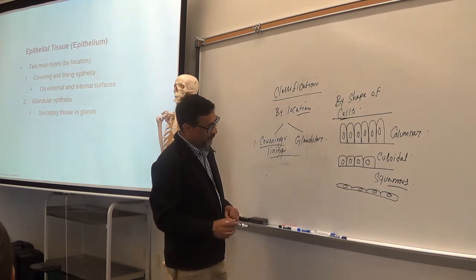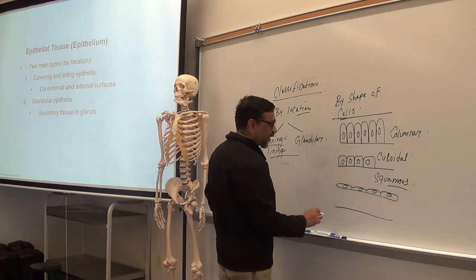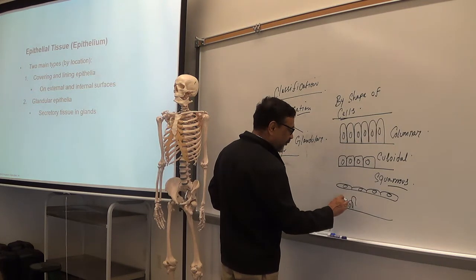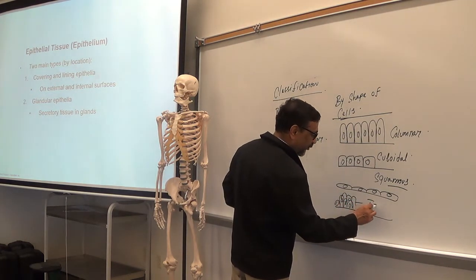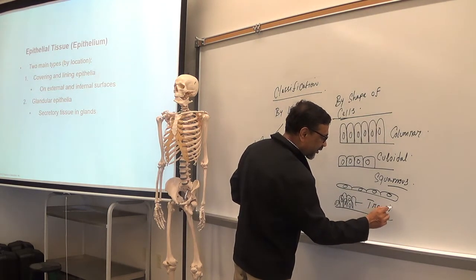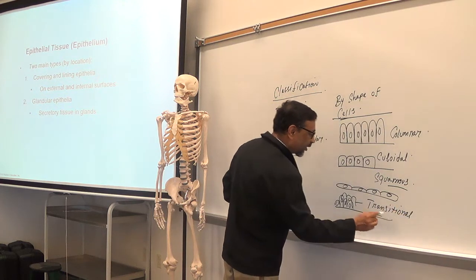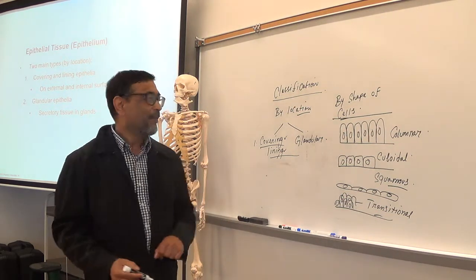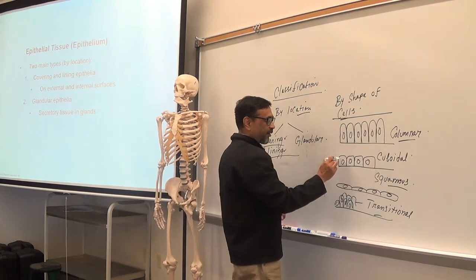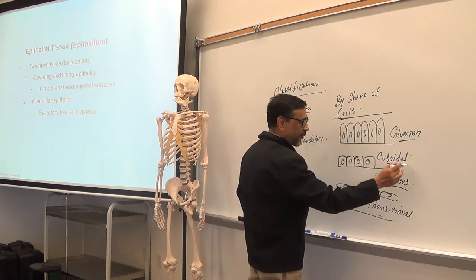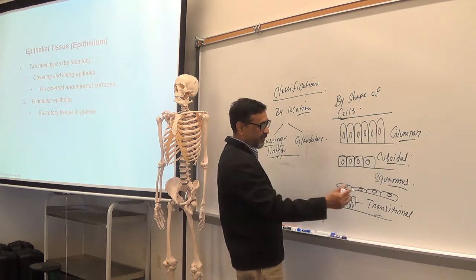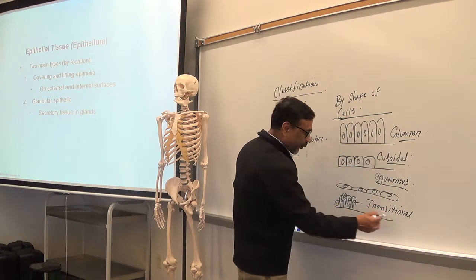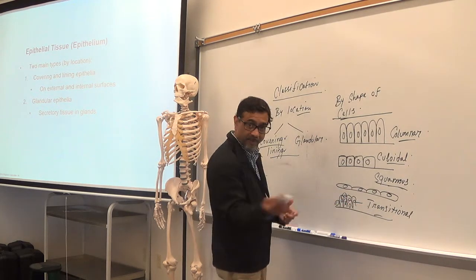Another type of epithelial tissue where the cells change their shape. That is called what? Cells change their shape. Transitional. You should remember this. Transitional epithelial tissue. Remember that? Have you heard this name? Yeah. Okay, good. So, tall cells, columnar, cubical shaped cells, cuboidal, flat, like scale of the fish, squamous, and the epithelial tissue where the cells change their shape, that's the transitional, makes sense, right?